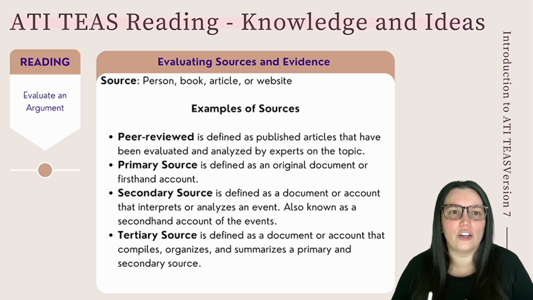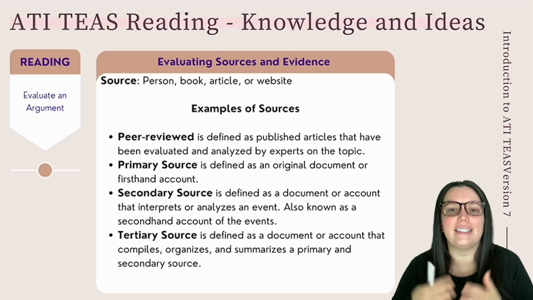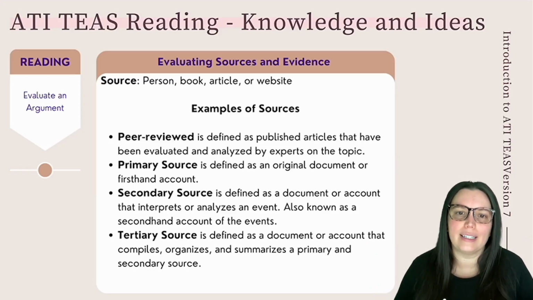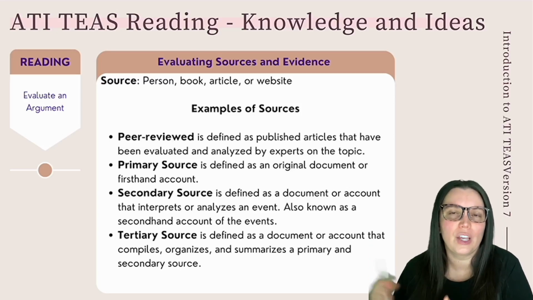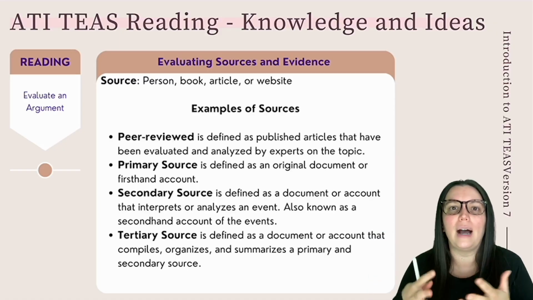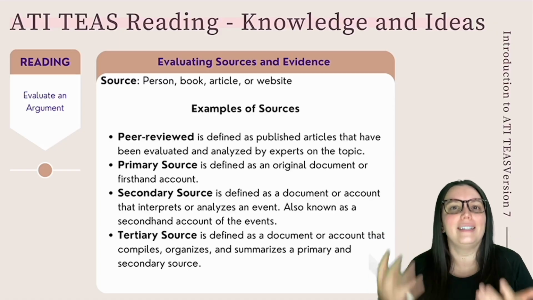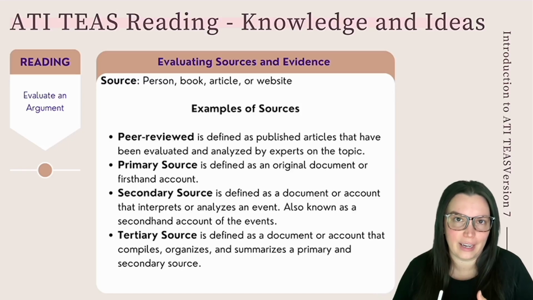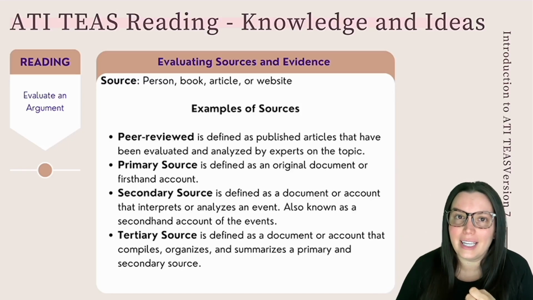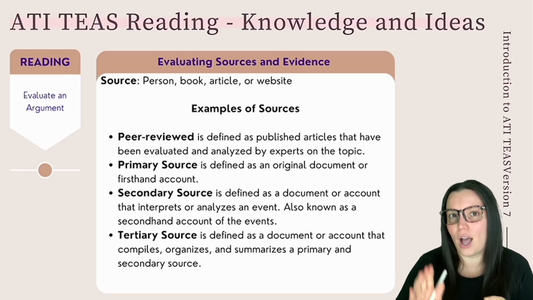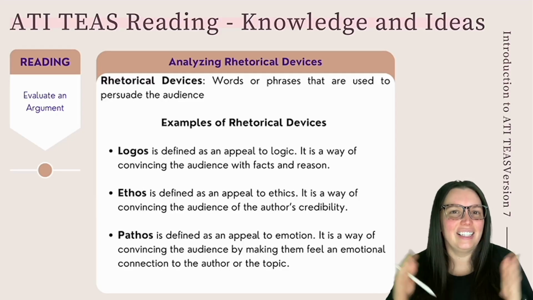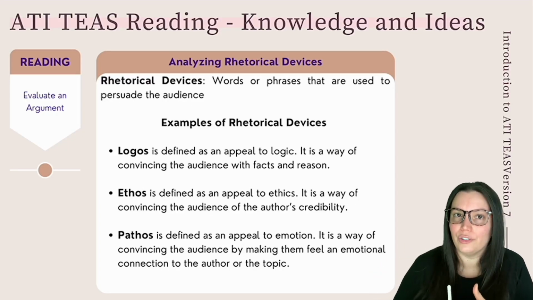And then lastly, a tertiary source could be defined as a document or account that compiles, organizes, and summarizes primary and secondary sources. So usually the one that comes to mind always is an encyclopedia. An encyclopedia compiles information from both primary and secondary sources to make an article within it. When you're looking at sources, it's important to consider what the credibility is, accuracy is, objectivity is, and are there any biases?